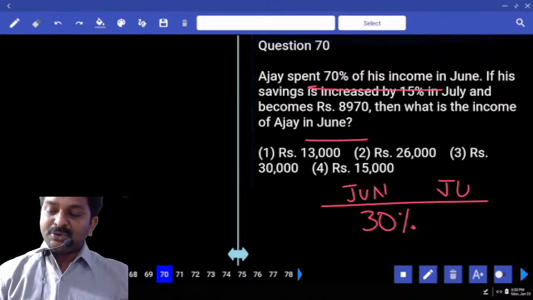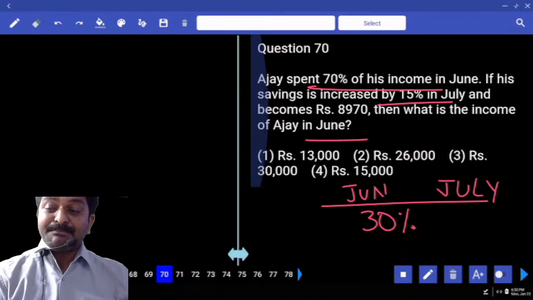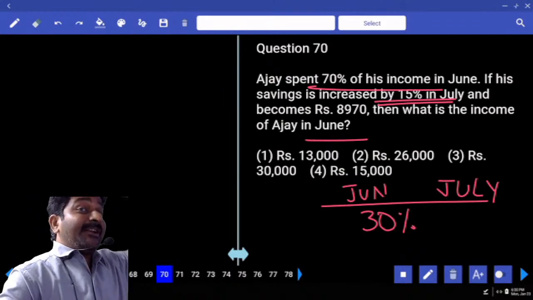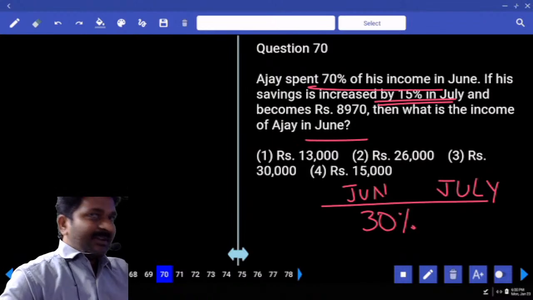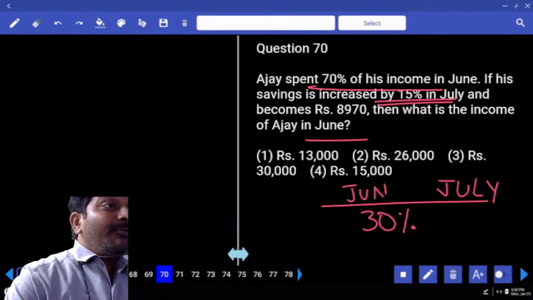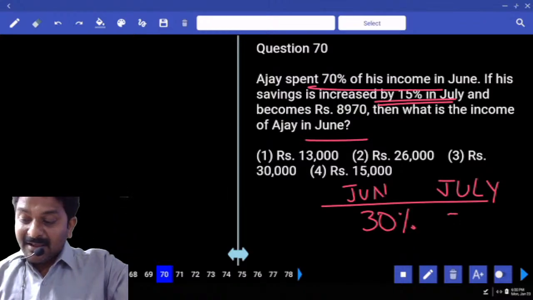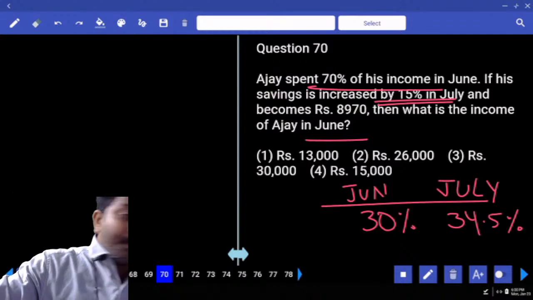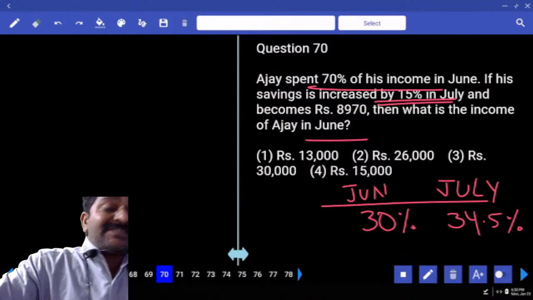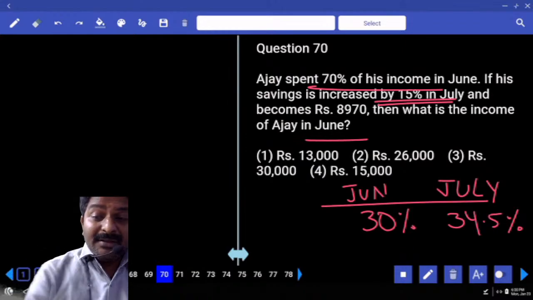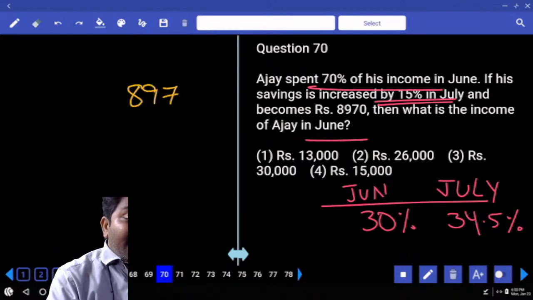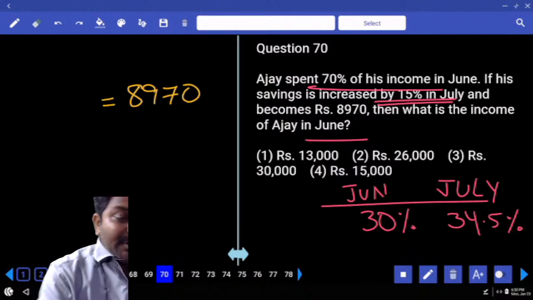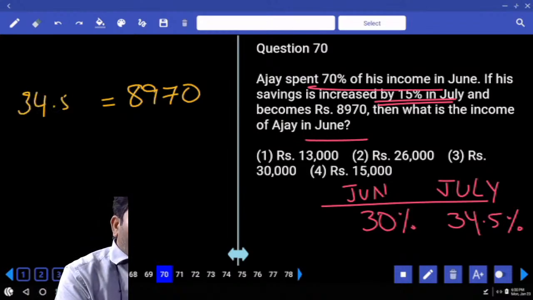But in the month of July, savings increased by 15%. Can we directly add 15 or should it be calculated on 30? 15% should be calculated on 30, right? How much? 4.5 increased. Then in the month of July, it becomes 34.5%. Agreed? 8970 is savings in the month of July, in the sense that must be equal to 34.5% only.